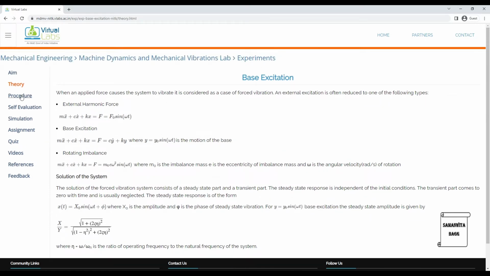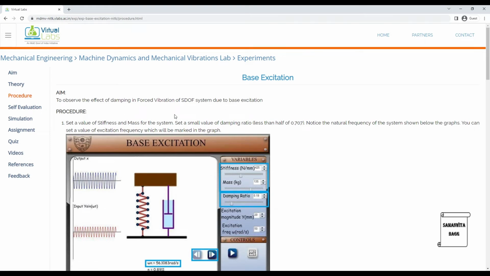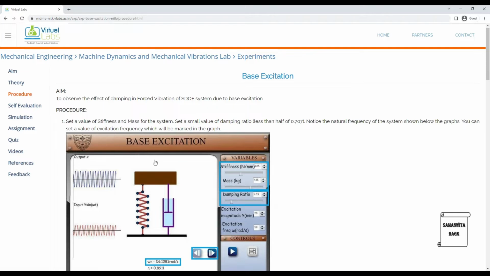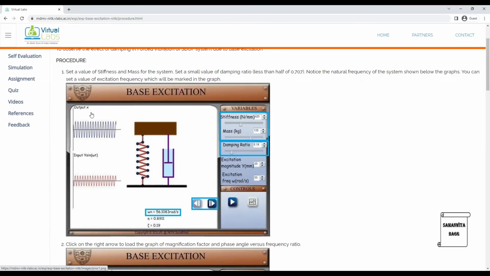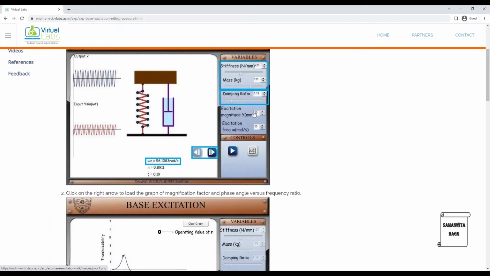Now next we'll discuss the procedure. Like in the 4th experiment, the same procedure has to be followed here. This is the window of base excitation. Here we are going to change the value of stiffness, mass and damping ratio. We are going to vary these three values. We can also change the excitation magnitude and excitation frequency. Then we will start the experiment.